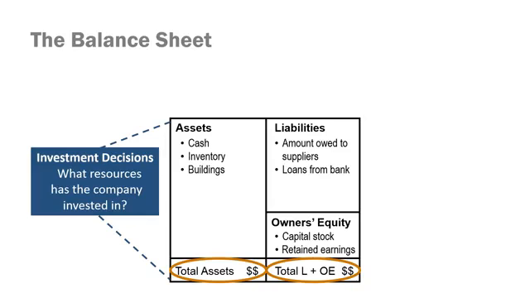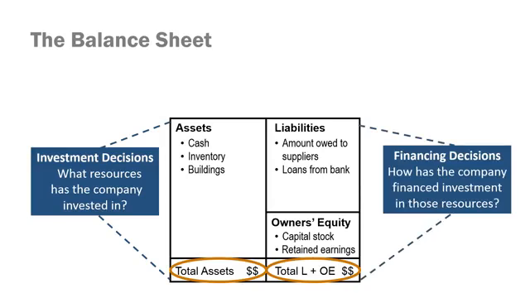Notice that the asset section gives us a peek into the investment decisions that a company makes. Tells us what resources the company has invested in. And the liabilities and owner's equity section of the balance sheet give us a peek into the company's financing decisions. In other words, how the company has chosen to finance the investment it's made in those resources. So investment decisions and financing decisions are two very important pieces of information we can glean from looking at the balance sheet.